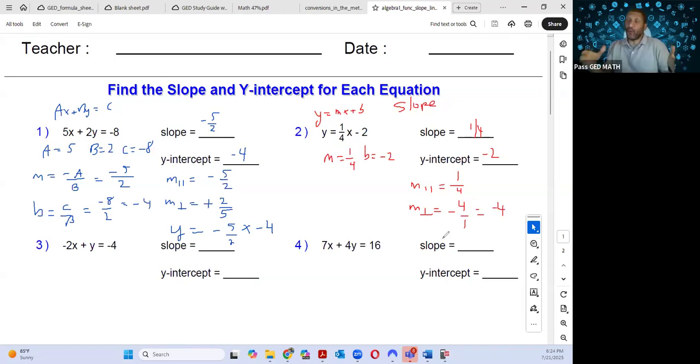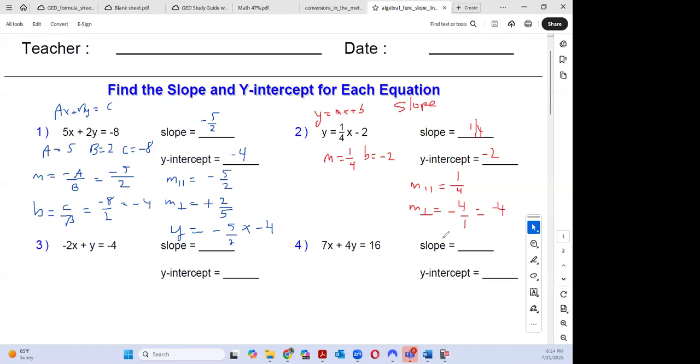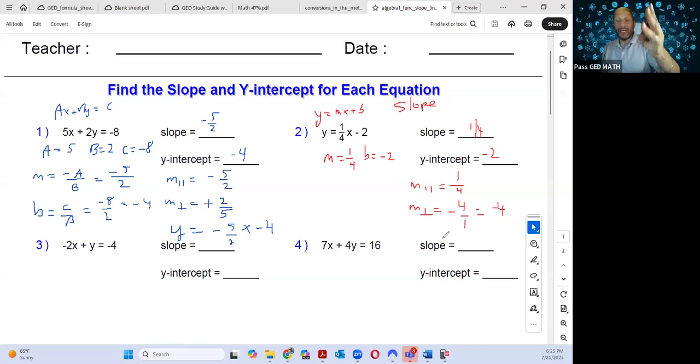So now we did four different things. We identified the slope. We identified the y-intercept. We identified the slope of any parallel line. And we also identified the slope of any perpendicular line. We did four different things in one problem.